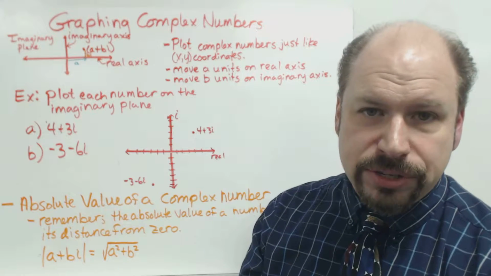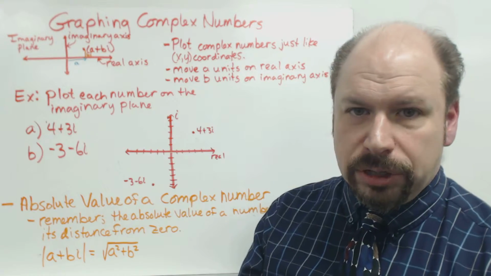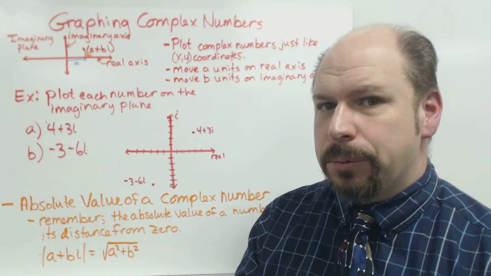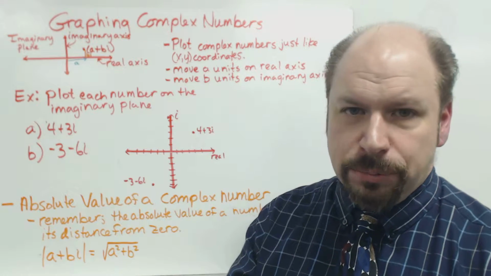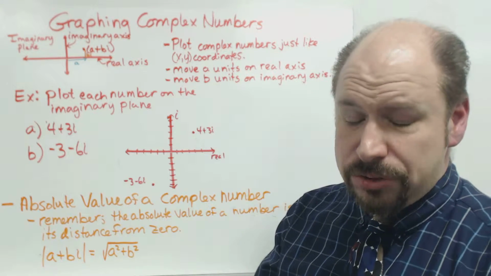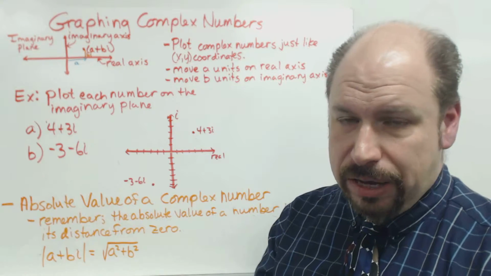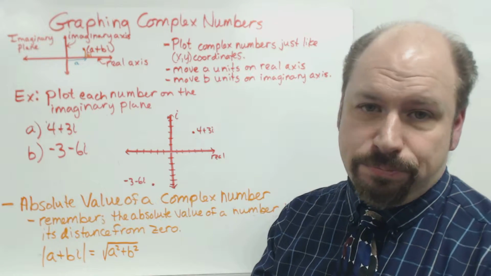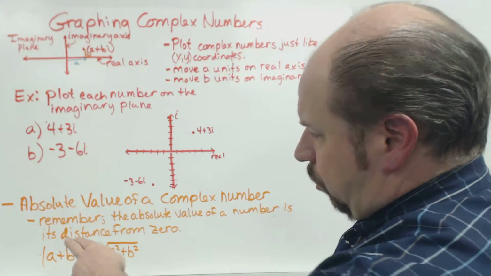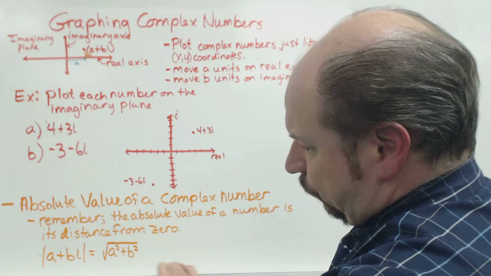So that's really all there is to graphing complex numbers. Okay, the last thing we're going to talk about here is the absolute value of a complex number. Remember, absolute value is simply the distance a number is from 0. For example, if we had just a real number, the absolute value of 5 is just 5. The absolute value of negative 5 is also 5, because it's 5 units away. So the absolute value is just its distance from 0.